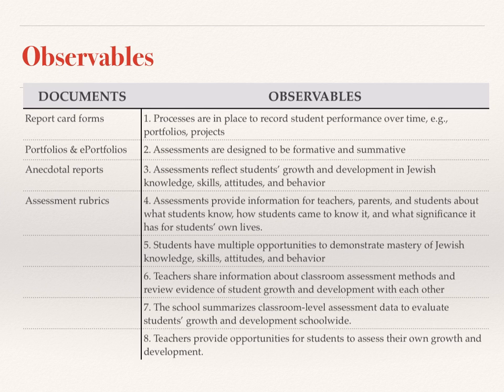Observables can include documents, practices, and processes. They can form the basis of questions to be asked during interviews. I13's observables include a list of documents plus a list that describes the processes a school could use to assess student learning.